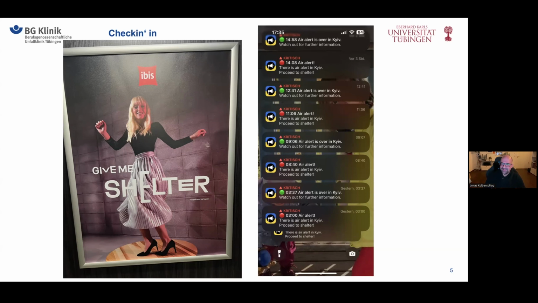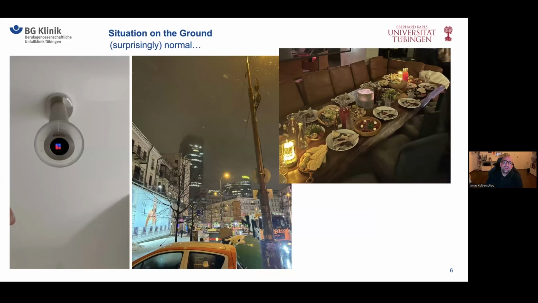And then I went back to bed, and that was the shelter thing for the rest of the trip. So the situation on the ground was actually pretty normal on the surface, and I really want to express my gratitude for the hospitality that we were offered. It was incredible. People invited us to eat with them, to their homes. I was really taken care of very well. It was a great trip.